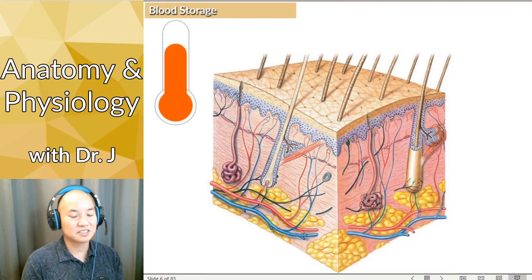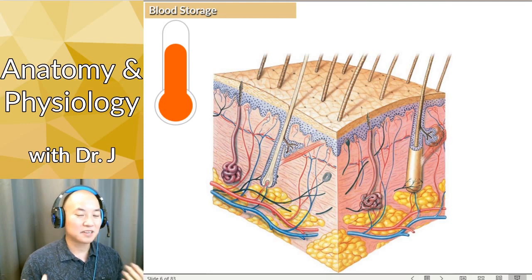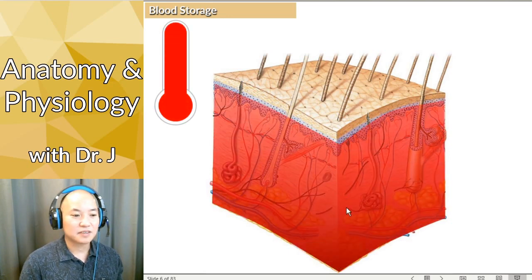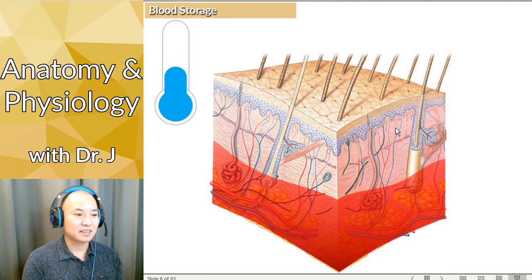Your skin does store a lot of blood, and it's not just sitting there stagnant. Your body can actually regulate how much blood is in your skin. So again, to review, in a very hot environment, maybe you want the blood and its heat to be closer to the environment so that the heat can radiate out and you can lose that heat. But in a very cold environment, you don't want to lose that heat to the environment, so you want to bring that blood back in.